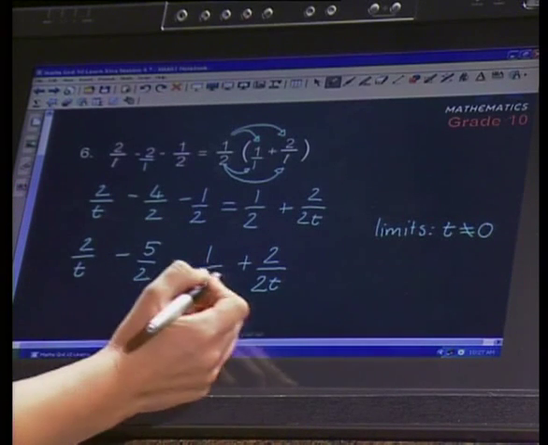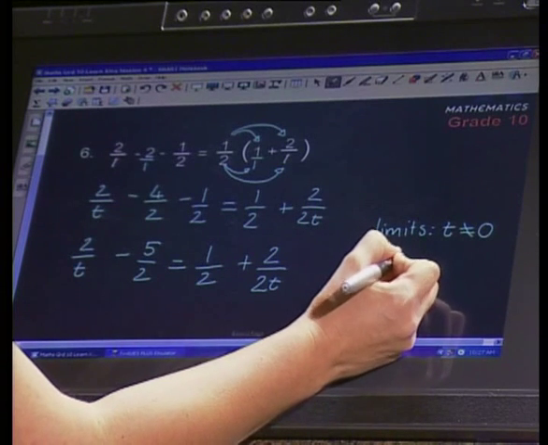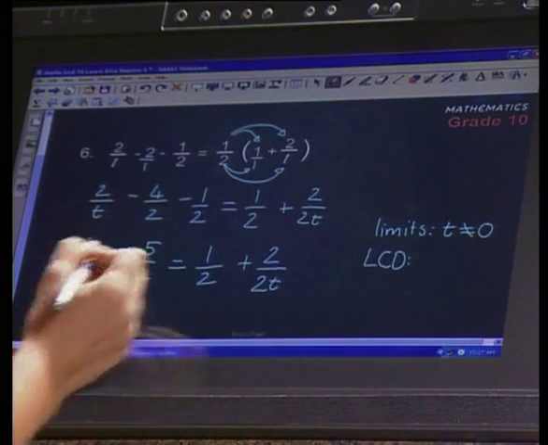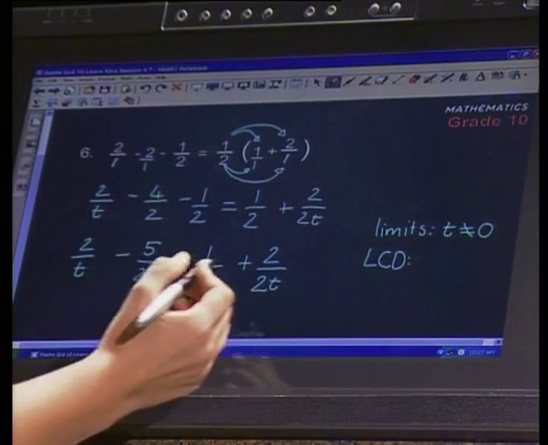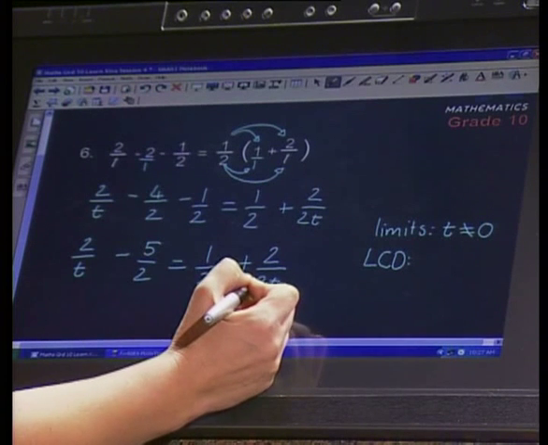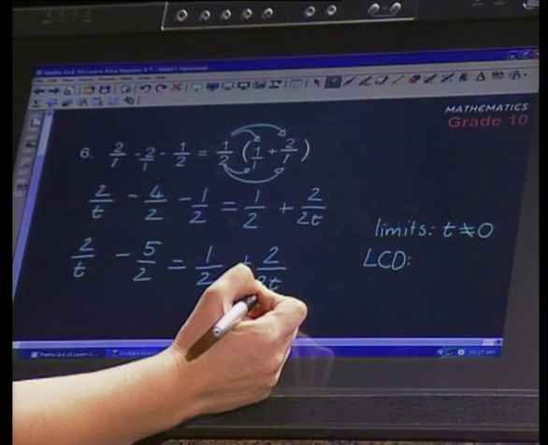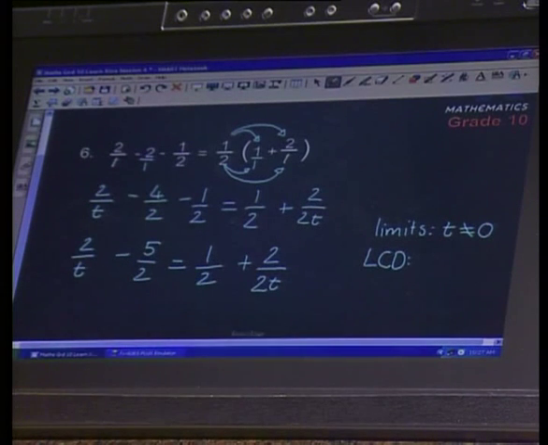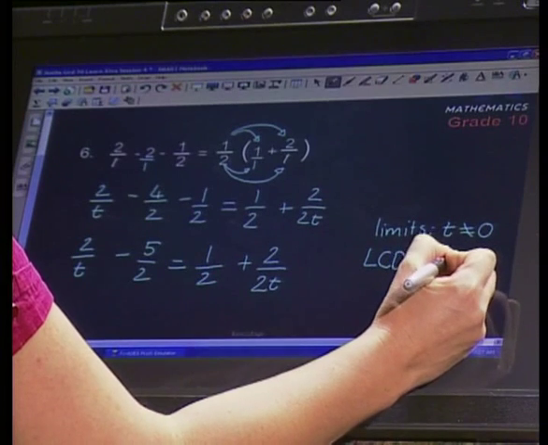The next thing we need to find is our lowest common denominator, and remember, we find that by finding out what each number can become through either multiplication or division. 2t seems to be our highest number. 2 can become 2t by multiplying it by t, and t can become 2t by multiplying it by 2. So by default, our lowest common denominator is 2t.